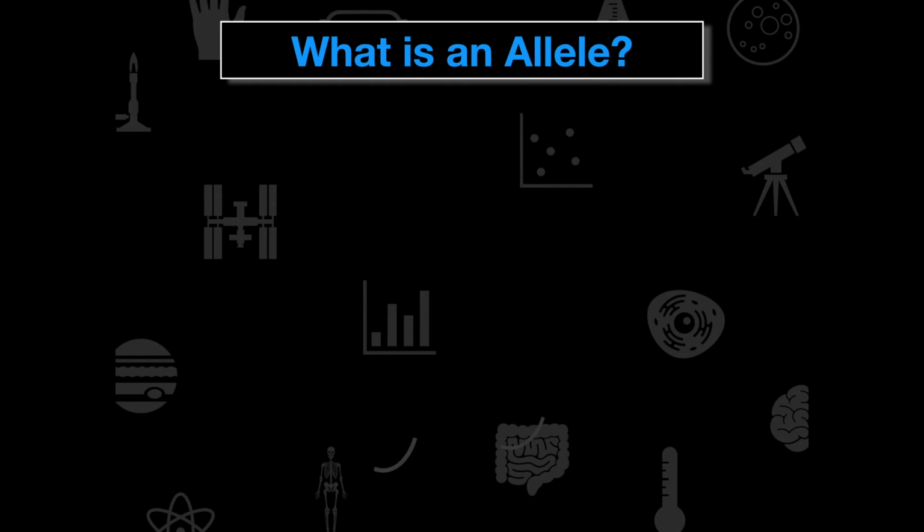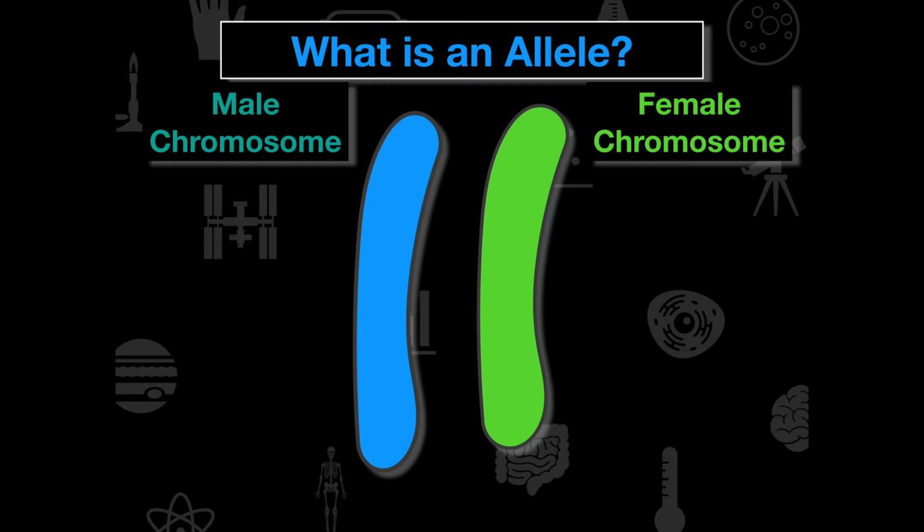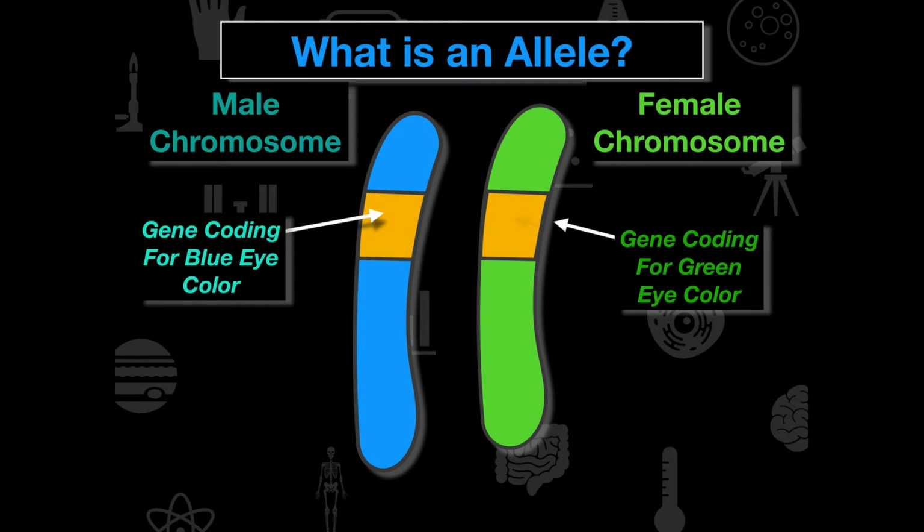So then what is an allele? Well, if we're thinking about this, let's go through and look at our zygote. We have a chromosome from the male and a chromosome from the female. And if we went through that chromosome, there's going to be a very specific section, which is going to be a gene. And let's say this gene is going to code for eye color. Let's say on the male chromosome, this one codes for blue eye color. And then on the female chromosome, it's going to code for green eye color.